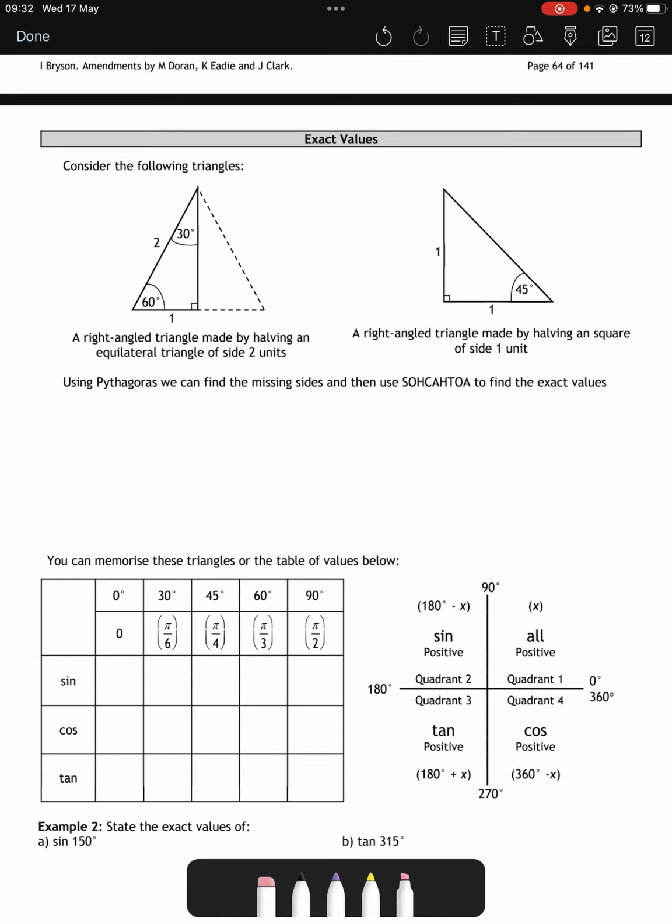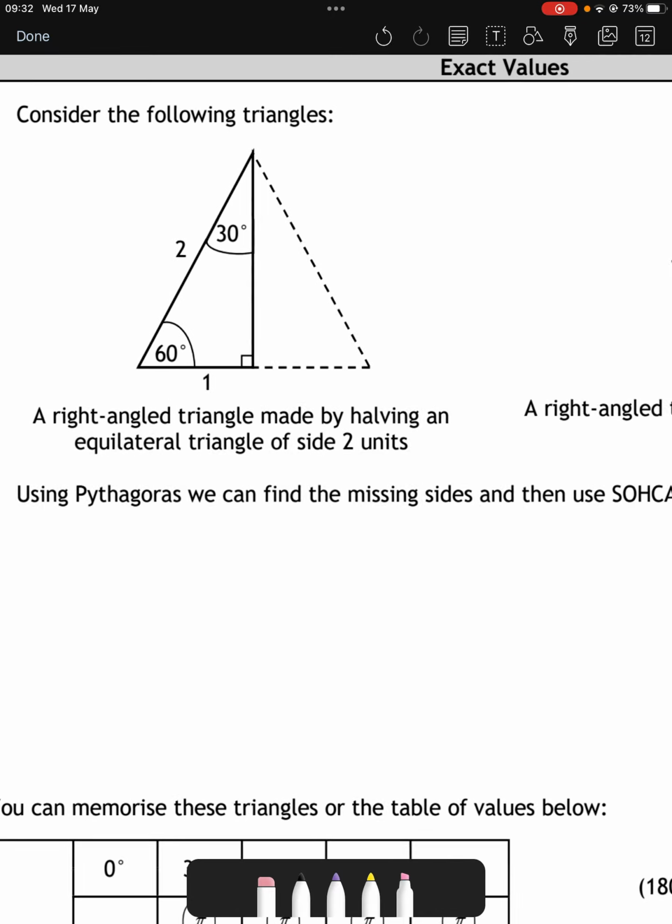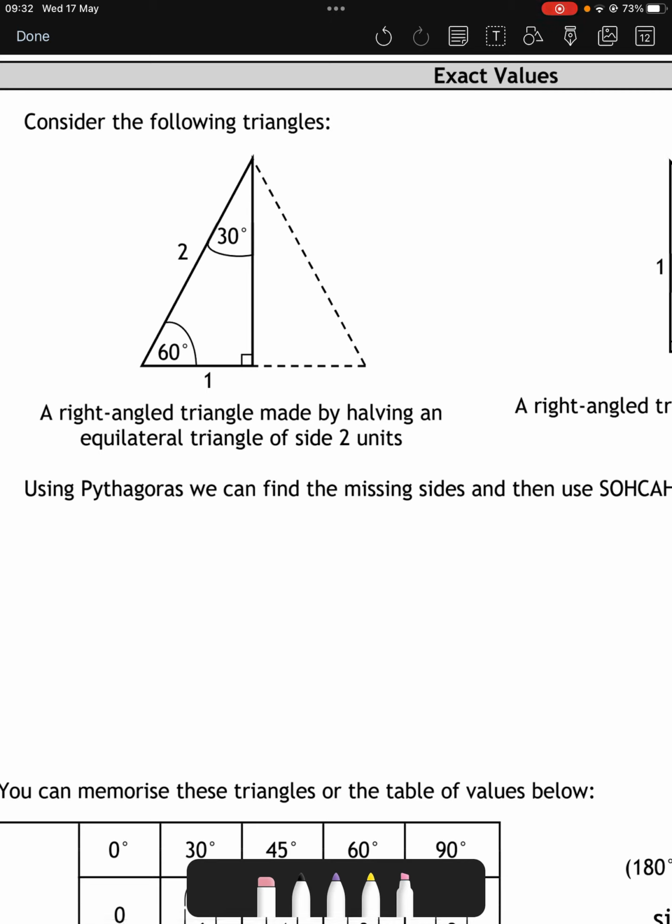different types of triangles. If we look at this first one, what we have is an equilateral triangle, all sides are 2, and we basically halved it. In an equilateral triangle, if all sides are the same size, then all angles must be 60 degrees. First of all, we are going to figure out the missing side, which is your vertical one here, using a wee bit of Pythagoras, and then we're going to talk about how that's going to help us get these exact values.